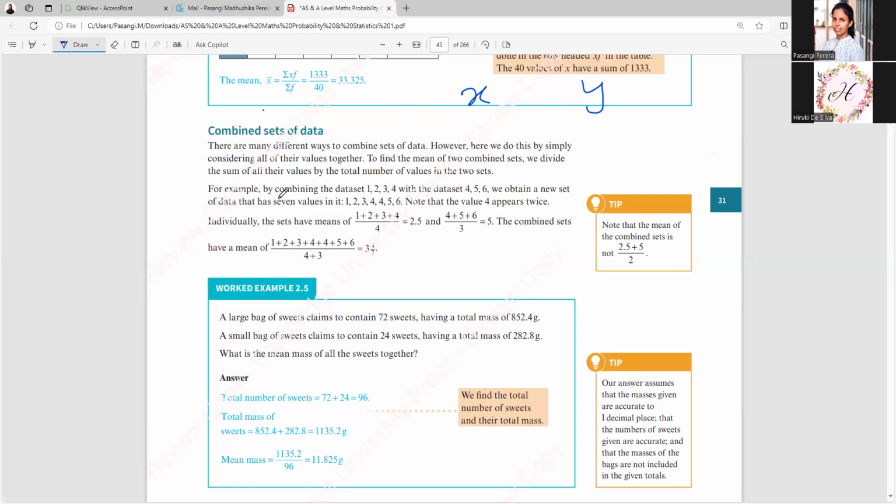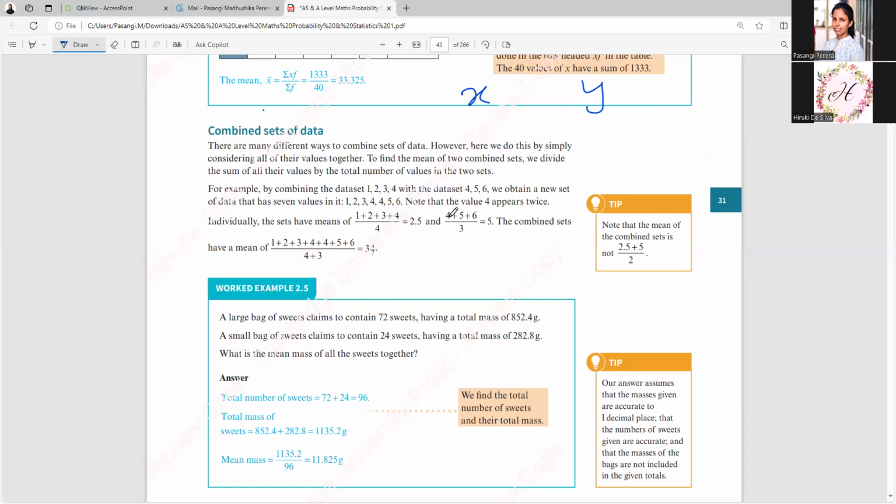So for example, by combining the data set 1, 2, 3, 4 with the data set 4, 5, 6, we obtain a new set of data that has 7 values in it. That means 1, 2, 3, 4, 4, 5, 6, likewise.